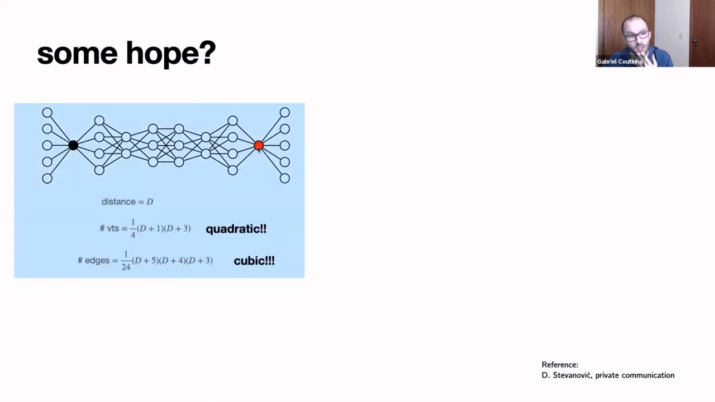So the distance between black and red is 7, and you can very easily compute that if the distance is d, the number of vertices is a quadratic function, and the number of edges is a cubic function. The pattern is this: you have 1, skip, 2, skip, 3, skip, 4, skip, 5, and then here you have 1, skip, 2, skip, 3, skip, 4, skip, 5, and you have complete bipartite graphs between each of these classes. And with this rule, you can compute the number of vertices and edges proportional to the distance between black and red.